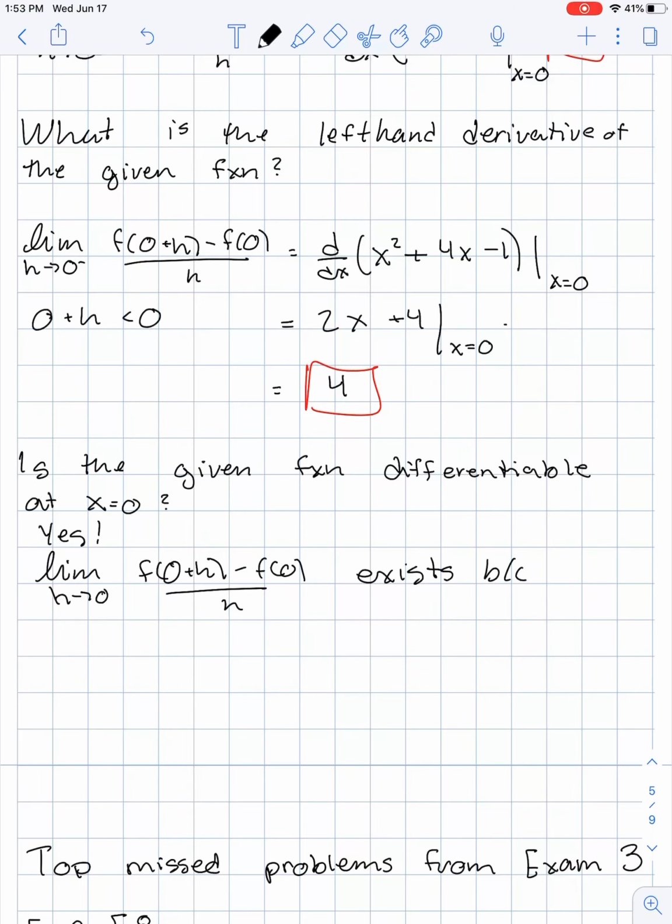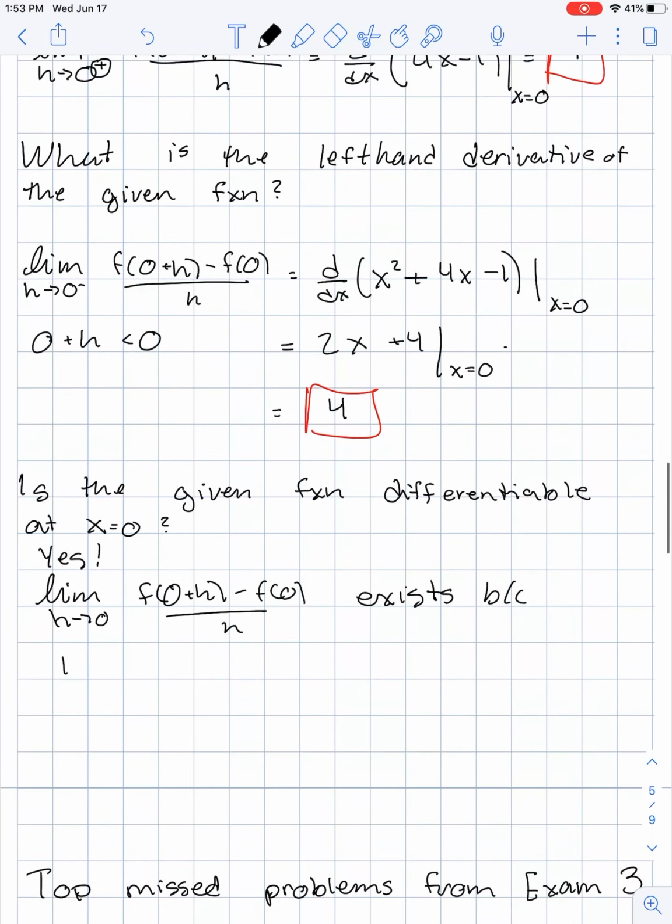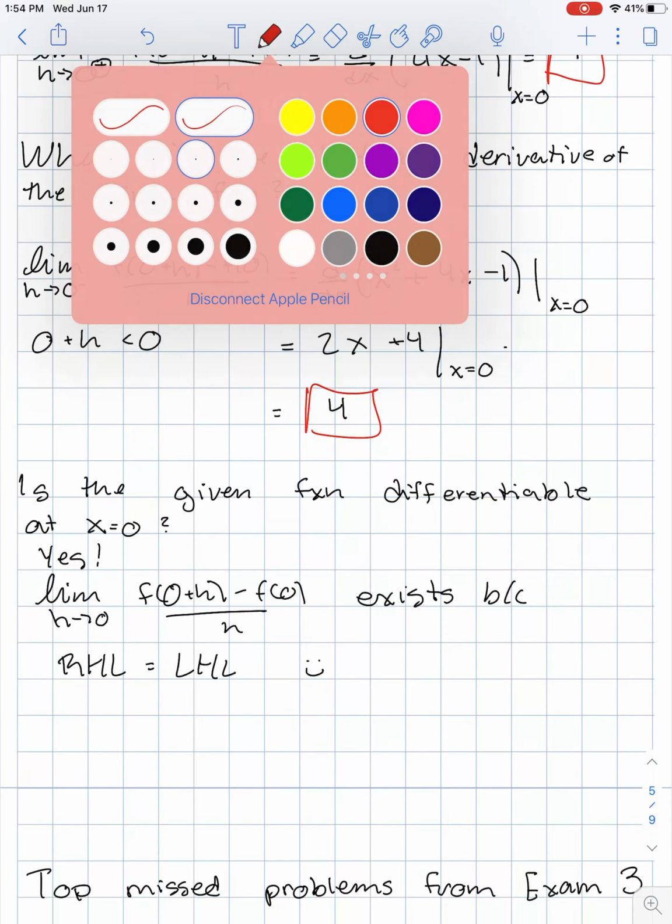So the limit of the difference quotient exists because the right-hand limit equals the left-hand limit. Yay!